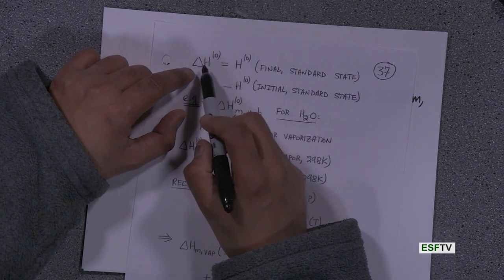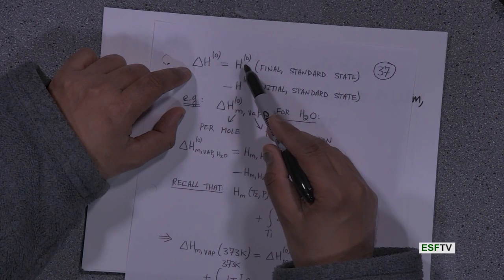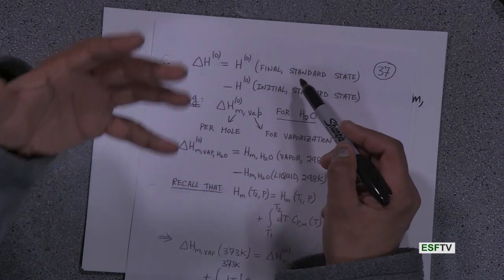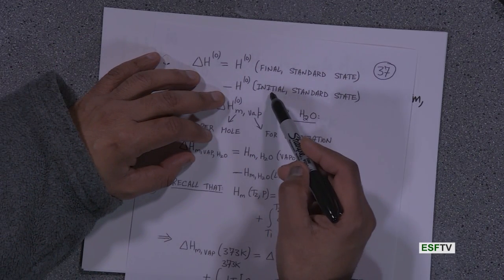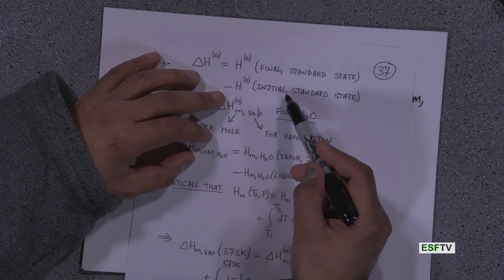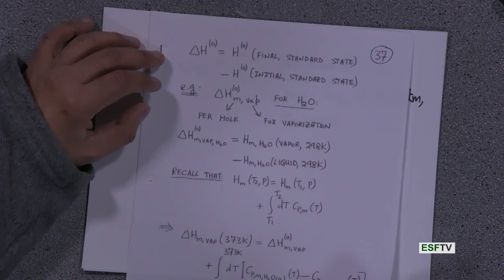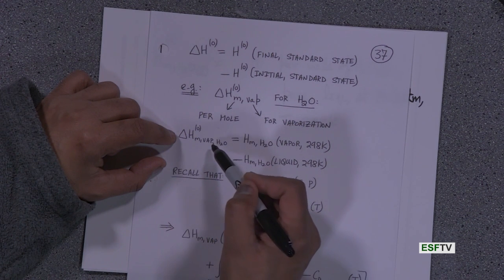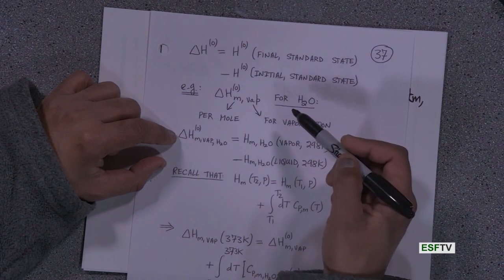So that's H0. The change in enthalpy under standard conditions is the standard enthalpy, H superscript 0, in the final state with the final elements or compounds, minus the enthalpy in the initial state of the initial situation, also in its standard state. So for example, the delta H per mole of vaporization of water under standard conditions. That's a mouthful, I do know that.